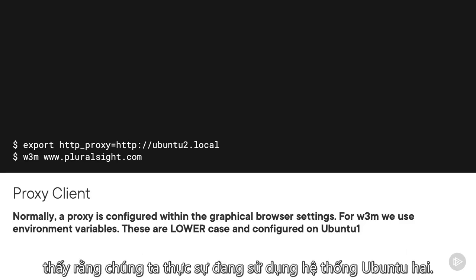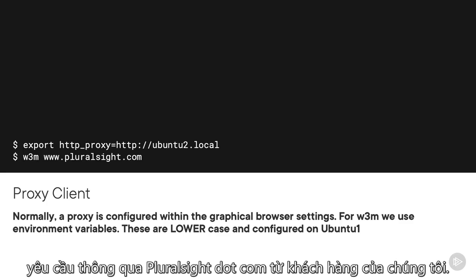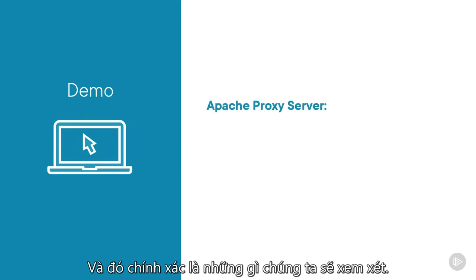To see that we are actually going via the Ubuntu 2 system, we can check the Apache access logs and we'll see that we made a request through to pluralsight.com from our client. And that's exactly what we're going to take a look at now.